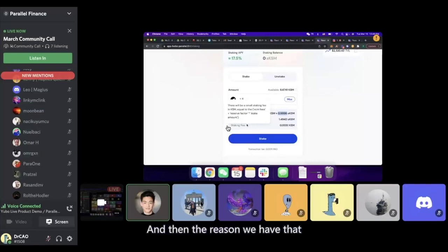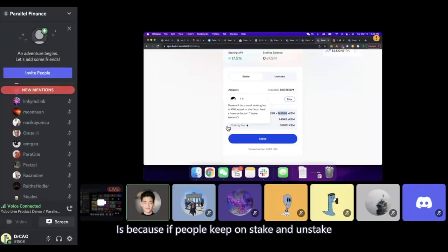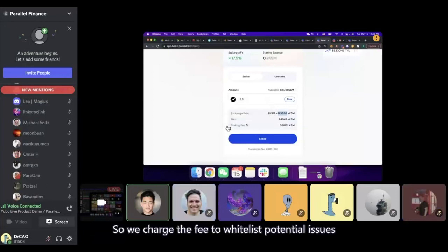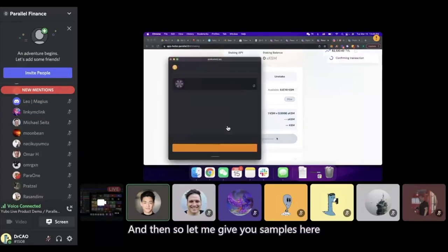And then the reason that we have that is because if people keep on staking and unstaking, they may be able to get additional rewards. So we charge the fee to avoid this potential issue. And then, let me give examples here.